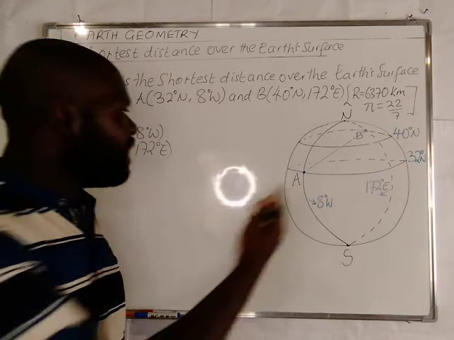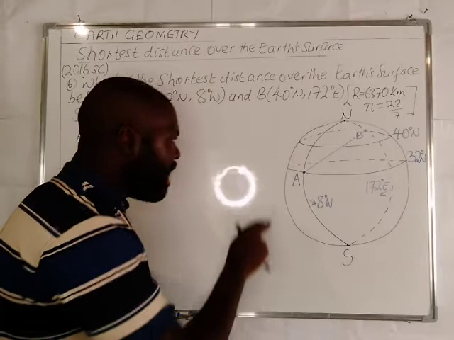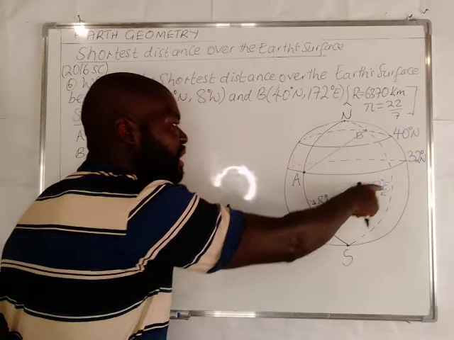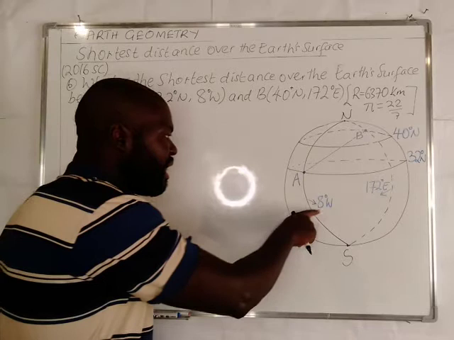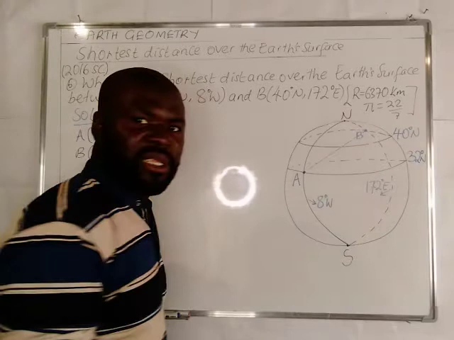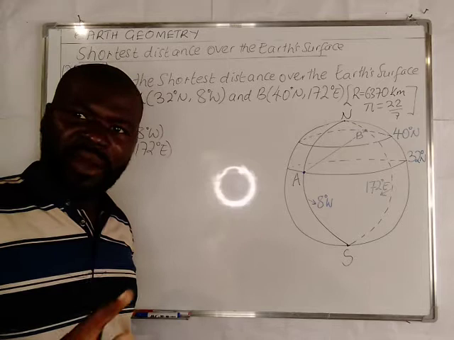This side here where we are, it is 8 degrees west. Now, the other side of the Earth, the same longitude is 172 degrees east. It is actually the same longitude, but viewed from two different sides. This side of the Earth, it is 8 degrees west. The other side, behind there, it is actually 172 degrees east. So you can see that the two points A and B are diametrically opposite.